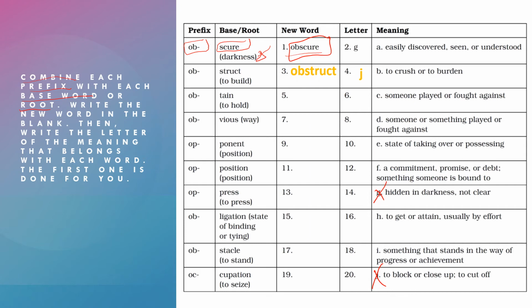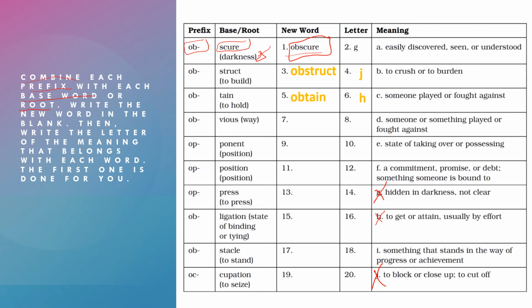Then we have ob and tain. I believe this one is quite easy, creating the new word. This exercise is meant to show you how you can divide the word to come up with the meaning if the word is new for you. Tain means to hold, in addition to other meanings. So to hold, the answer is H. It means to get or attain, usually by effort, not easily. To attain something which is not easily gained or obtained.